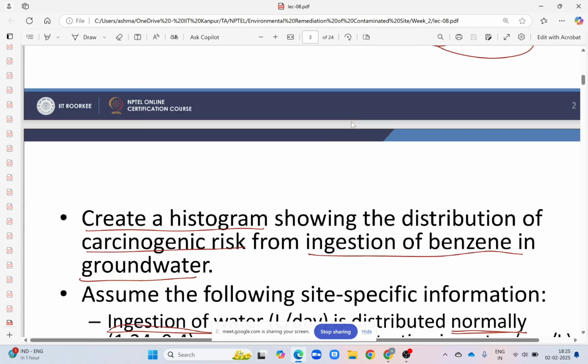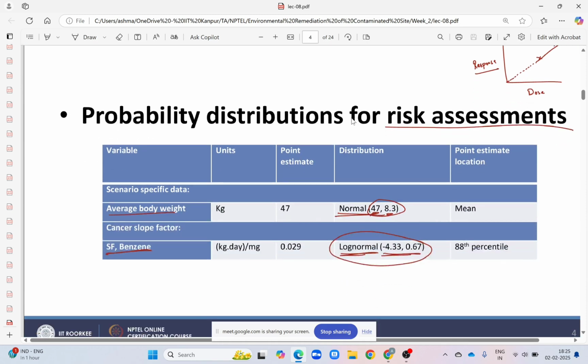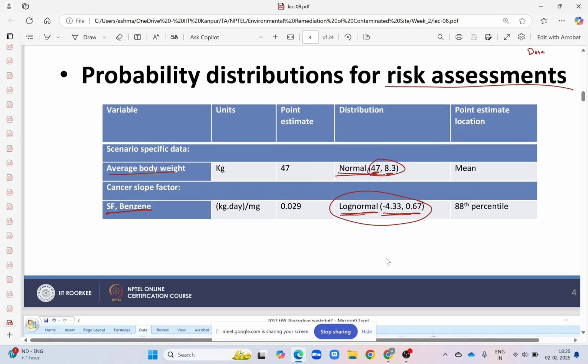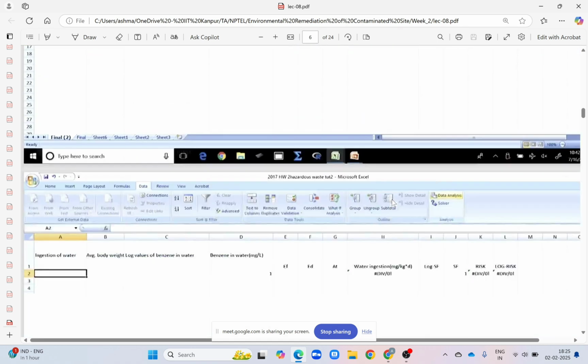Okay, so then we have seen the stochastic approach, where again everything was explained through a numerical. So this was the problem where a probability distribution for everything was given. Here we can see that the average body weight is given in terms of mean and standard deviation. Since we are taking mean and standard deviation, it will give a more realistic risk for the contaminants. And also the concentration of the pollutant is given in terms of mean and standard deviation.